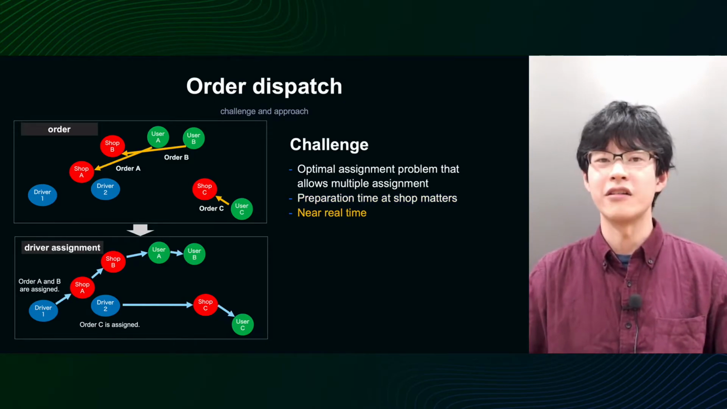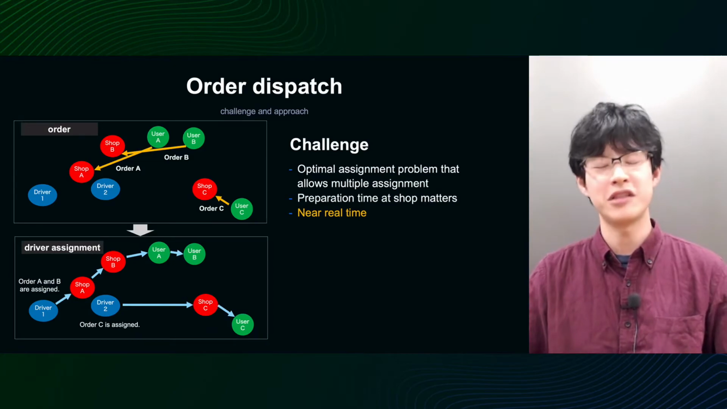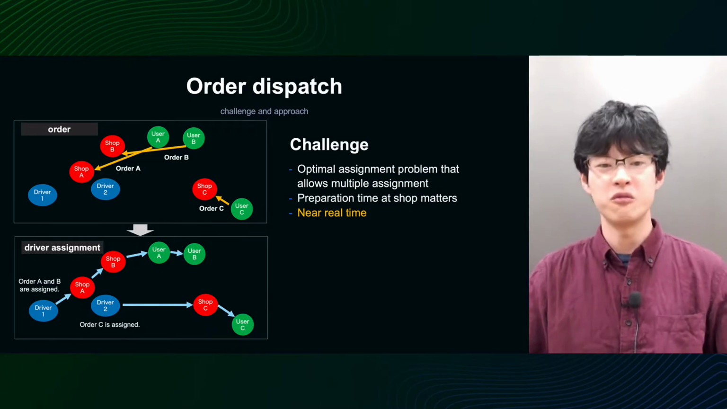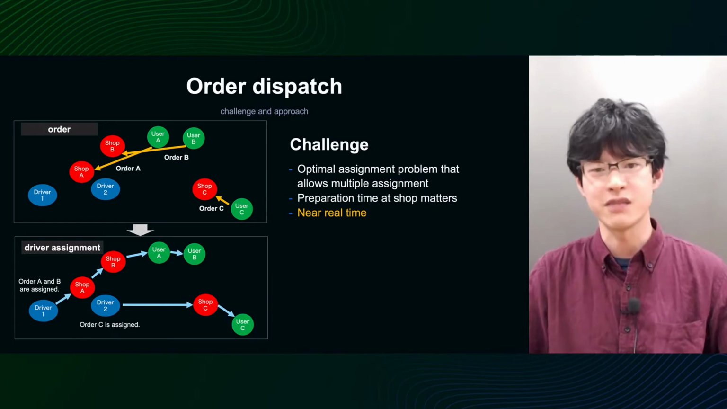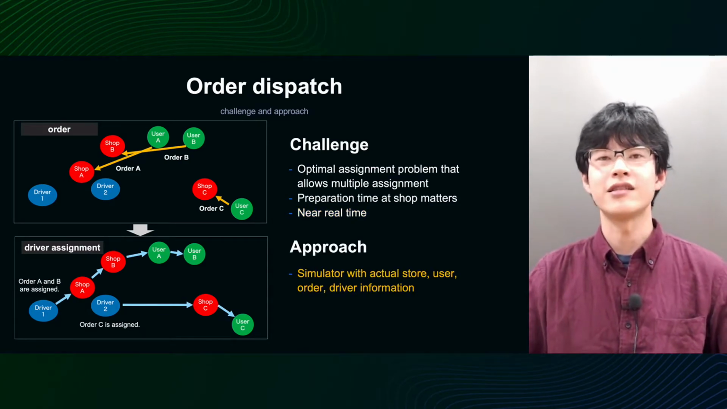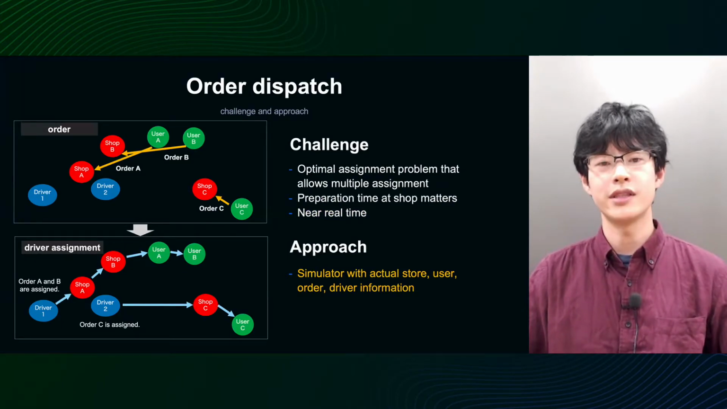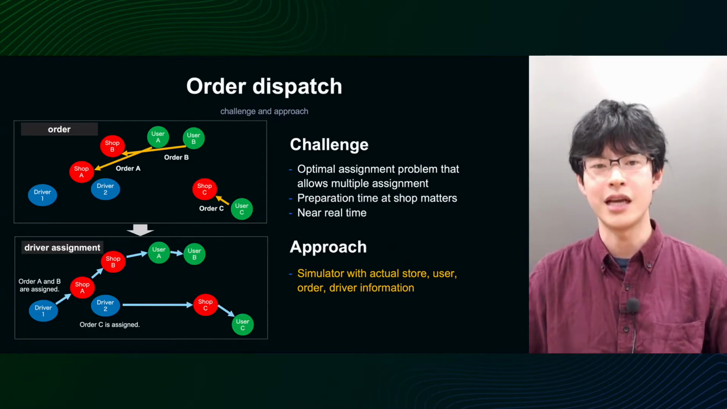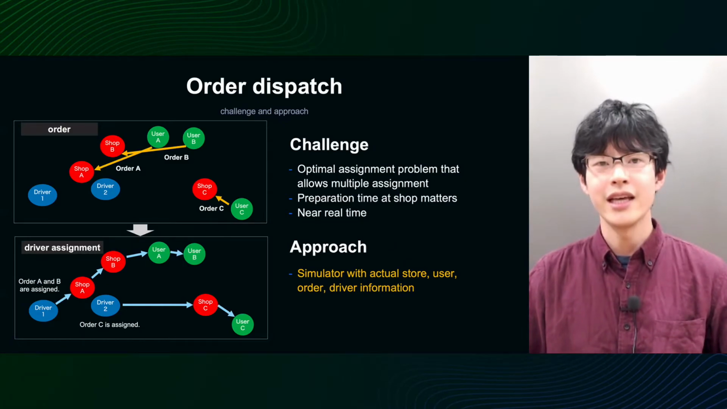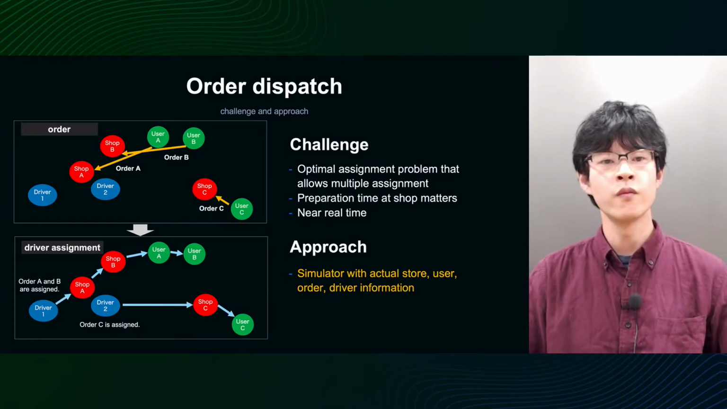Needless to say, to achieve the maximum efficiency, such dispatch decisions have to be made near real time. You don't want your users to wait for 5-10 minutes before that decision is made. For this particular task, we built a simulator to simulate daily orders and dispatches using actual data from merchants, users, and drivers. We are evaluating the efficiency of dispatches using this simulator.